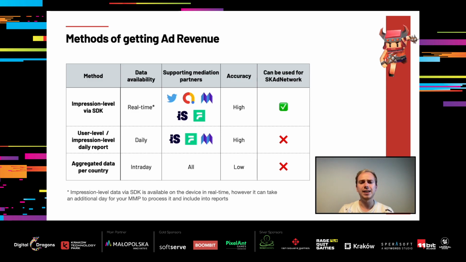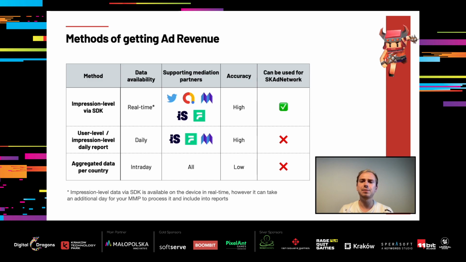The second option is user or impression level daily reports, which can be pulled from mediation partner APIs. Unfortunately, it is not present in all mediations. The benefit over the first solution is easier implementation and more complete data, as you are not relying on data coming from users. There is also a third option called aggregated data.